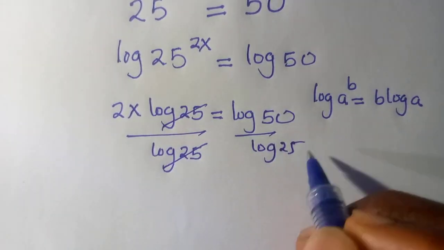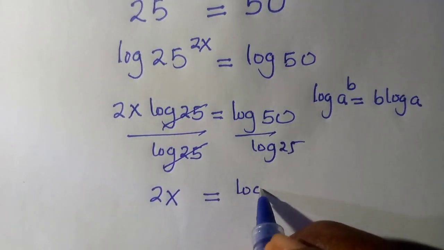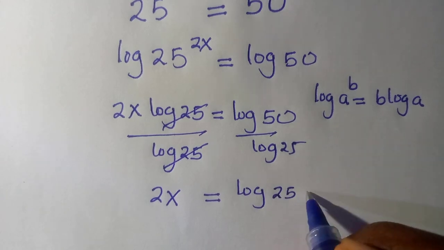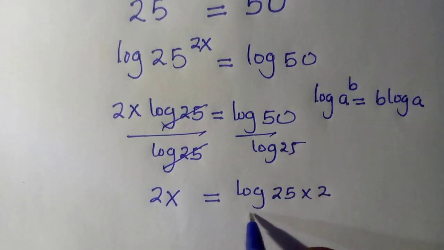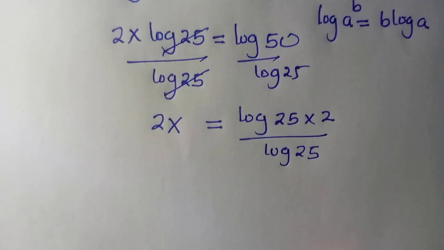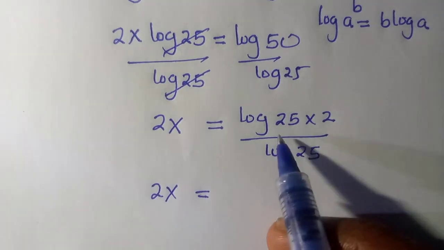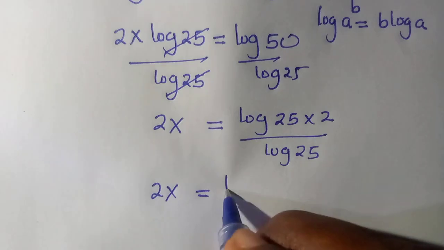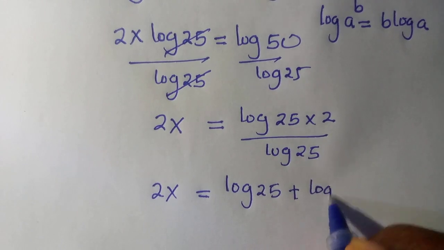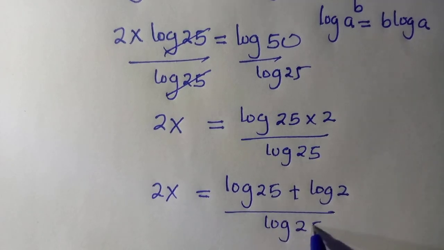If this cancels, we have 2x equals log, by splitting 50 into the product of 25 multiplied by 2, then we divide it by log 25. Again we have 2x equals, here is a product log, which we have as log 25 plus log 2 divided by log 25.